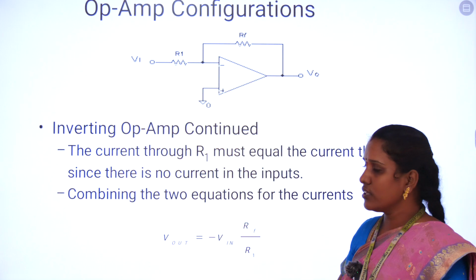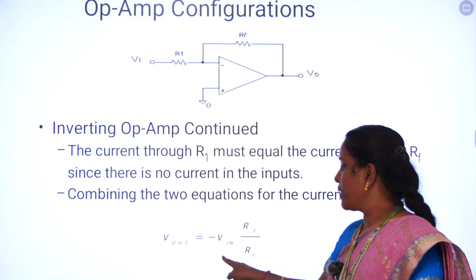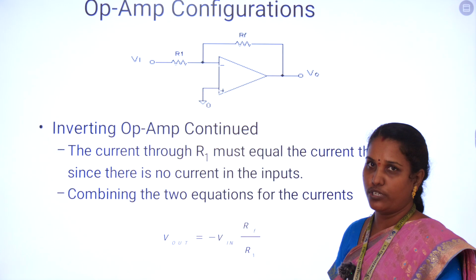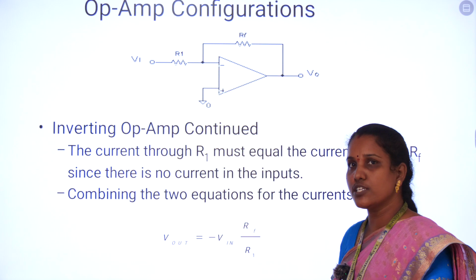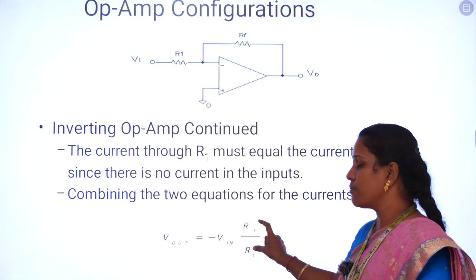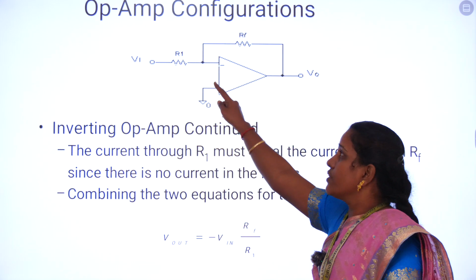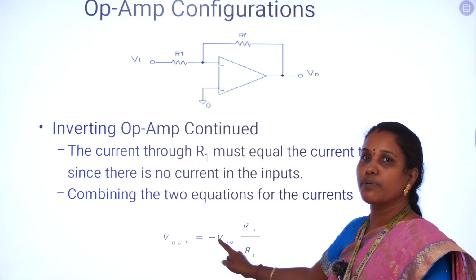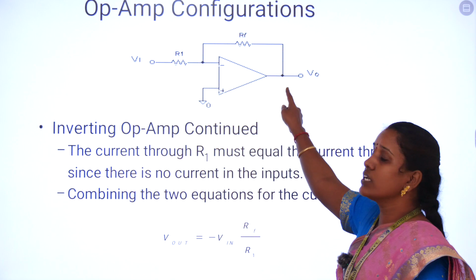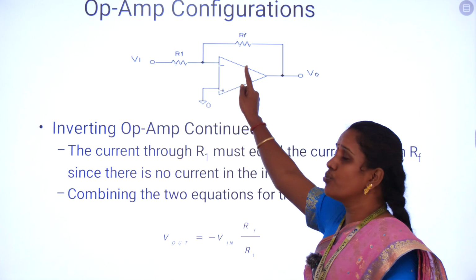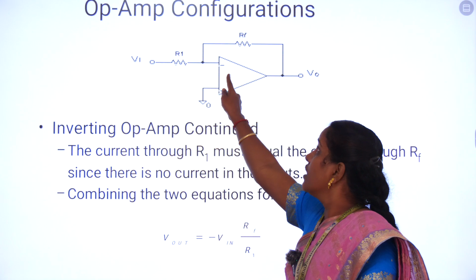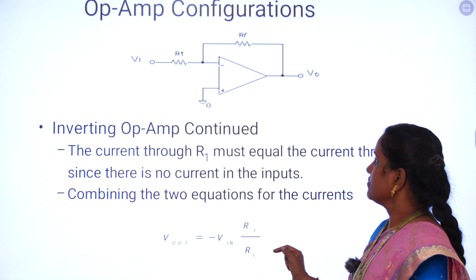For the scale changer, the output is equal to minus V in. The output voltage is equal to gain times input voltage. The gain parameter is nothing but RF divided by R1, times the input voltage. The negative sign comes because a 180 degree phase shift happens. The phase shift between the output and input is 180 degrees, because the input is given to the inverting terminal.